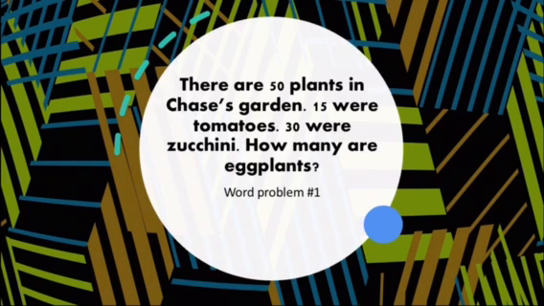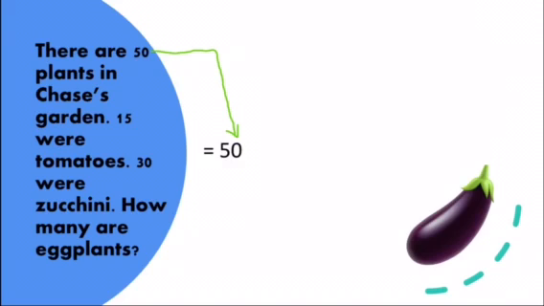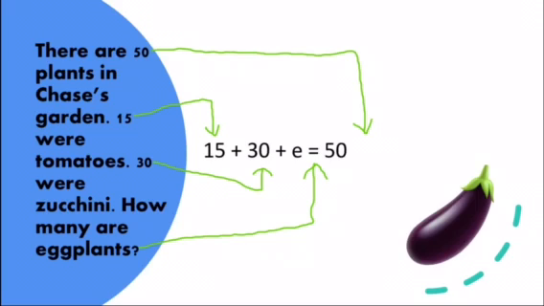Our first word problem is this. There are 50 plants in Chase's garden. 15 were tomatoes, 30 were zucchini. How many are eggplants? First, let's look at what we know. We know that the number after the equal sign will be 50, and we know that we need to add the numbers of all the different kinds of plants to get 50. So, we will write 15 plus 30 plus e equals 50. That's our equation. We write e as a variable to represent the number of eggplants.